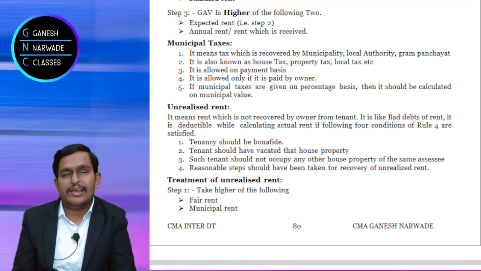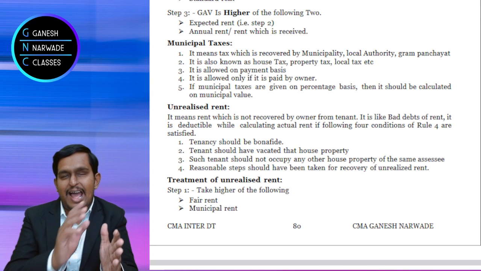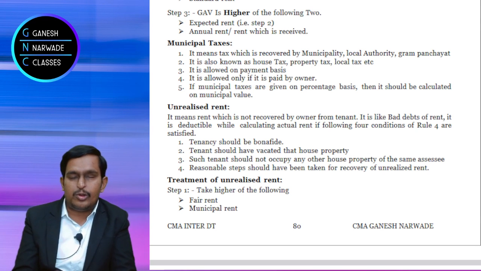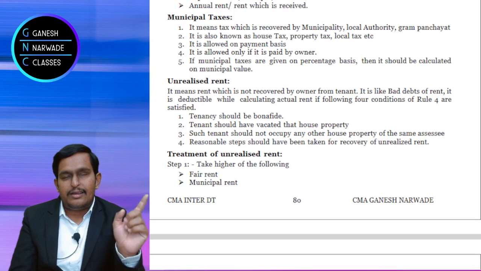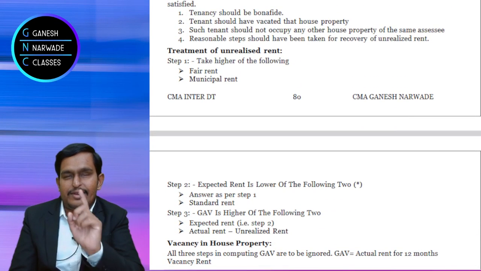Okay, come to the vacancy part. Now if there is a vacancy, don't take GAV equal to actual rent directly. Yes, most of the time it is true, but you have to follow this flow chart, correct? Suppose there is only vacancy, still you follow this chart. If there is vacancy as well as unrealized rent, then also you follow this chart. What to do? Step 1 normal, fair or municipal, whichever is higher. Step 2 normal, that higher amount or standard rent, whichever is lower.